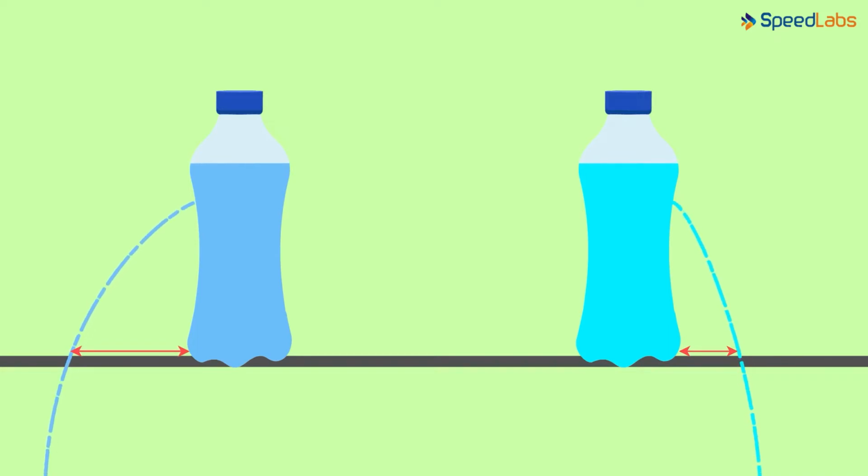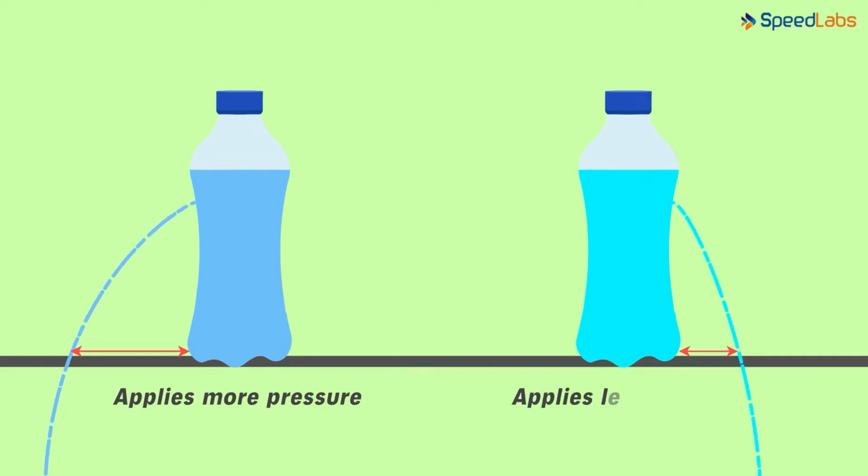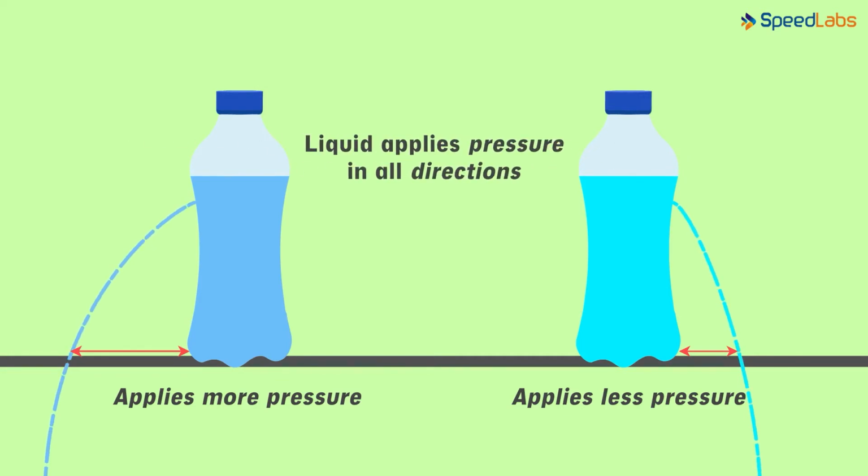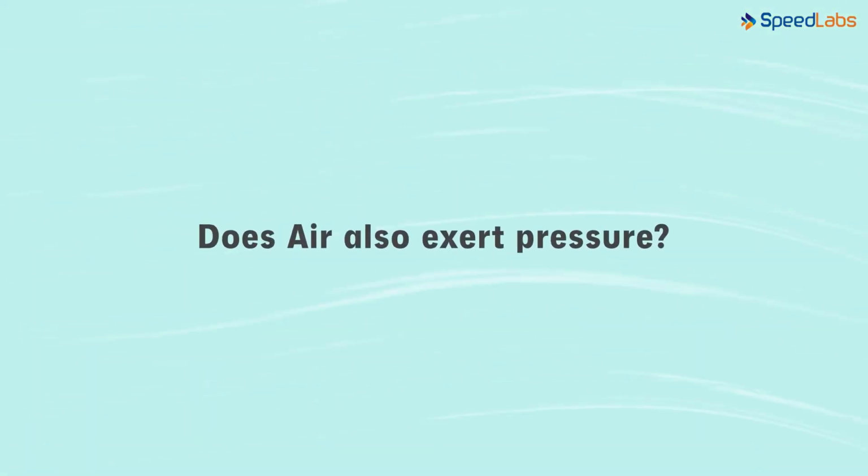Can you tell me the proper reason for this? The reason is that the water applies more pressure on the walls of the container than the kerosene. So what did we learn from this video? We learned that liquids also apply pressure and that they exert pressure in all directions. Does air also exert pressure? We will see that in our next video.